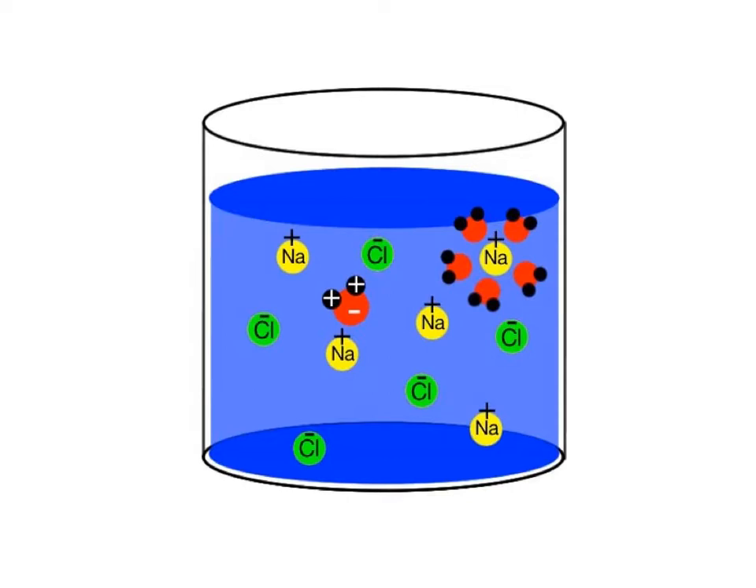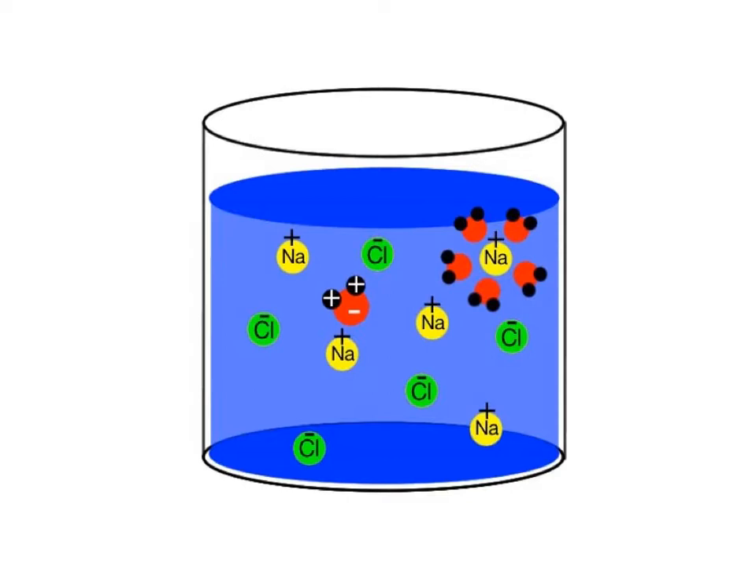For example, when crystals of table salt, NaCl, an ionic compound, are placed into water, the positively charged hydrogen ends of the water molecules are attracted to the negatively charged chloride ions of the salt. And the negatively charged oxygen ends of the water molecules are attracted to the positively charged sodium ions of the salt.